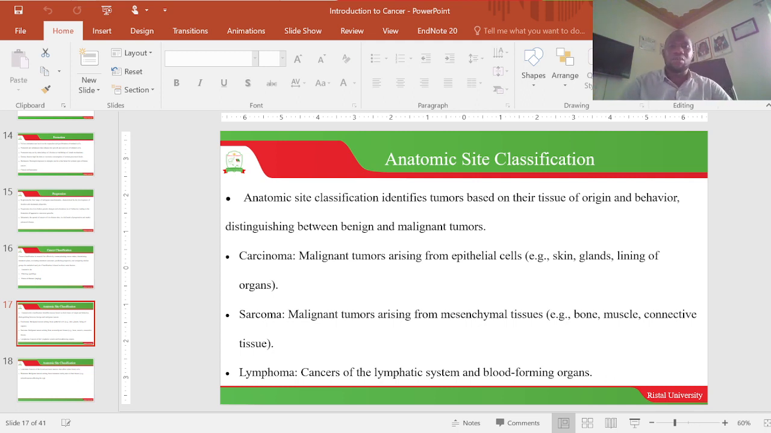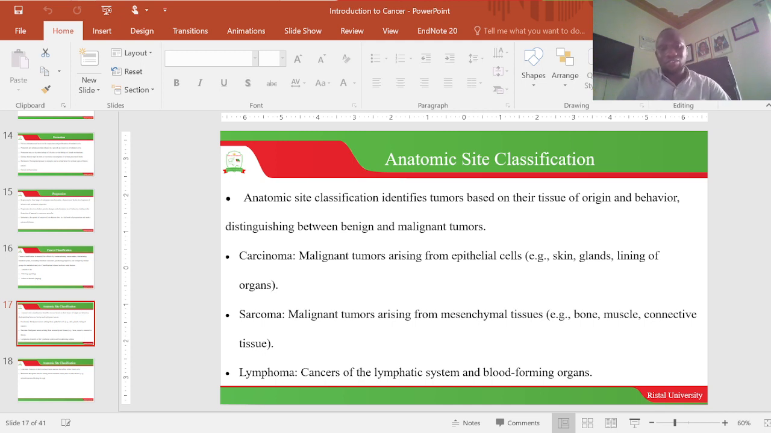It can be cells that line the stomach, the liver, and other organs. Those are the ones we call the carcinomas. So carcinomas are basically malignant tumors that arise from epithelial cells of organs, the lining of organs, the skin, and the glands.